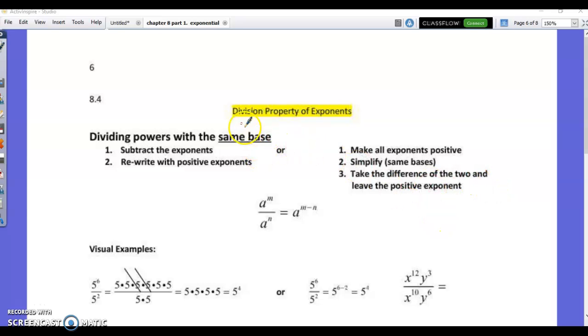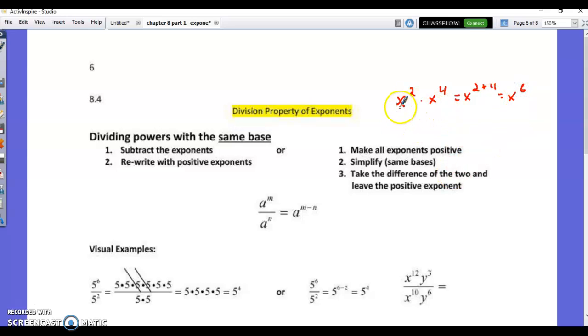Okay, now we're getting into division properties of exponents. We talked about multiplication properties. We talked about power of the power properties. When we do multiplication, if we had x squared times x to the fourth, we knew that we added those, 2 plus 4, right? Gave us x to the sixth.